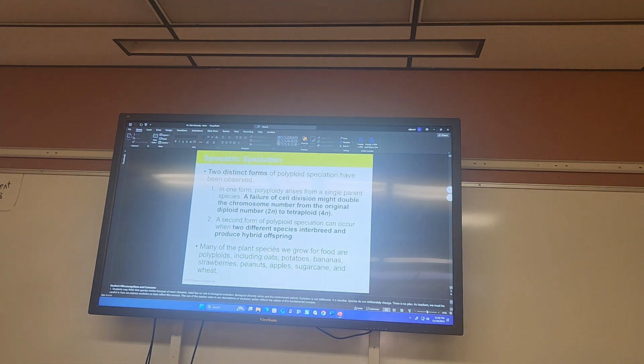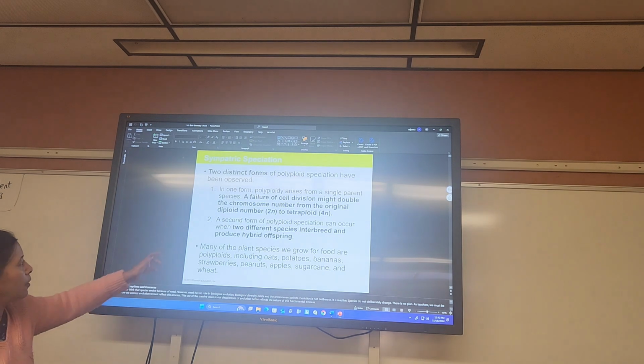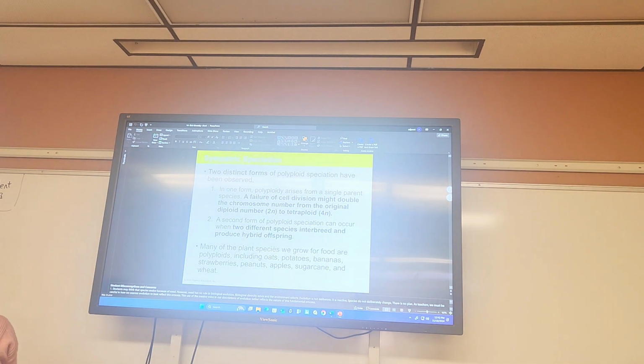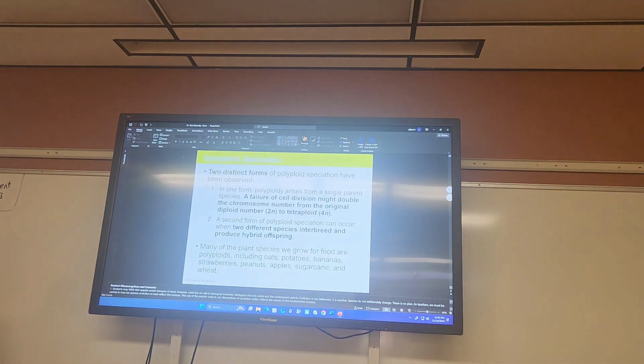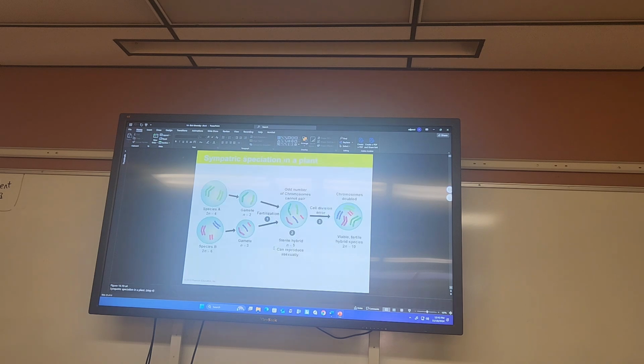Now let's understand polyploidy. A failure of cell division sometimes doubles the chromosome number from the original diploid to a tetraploid. Okay, a second form of polyploidy is when two different species interbreed and produce hybrid offspring.